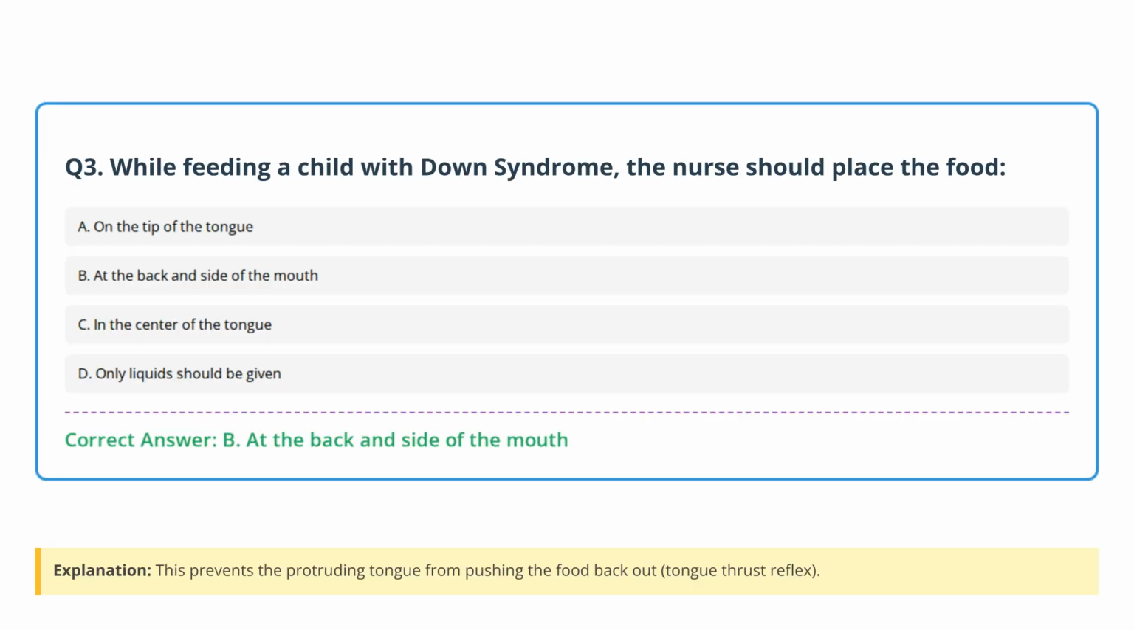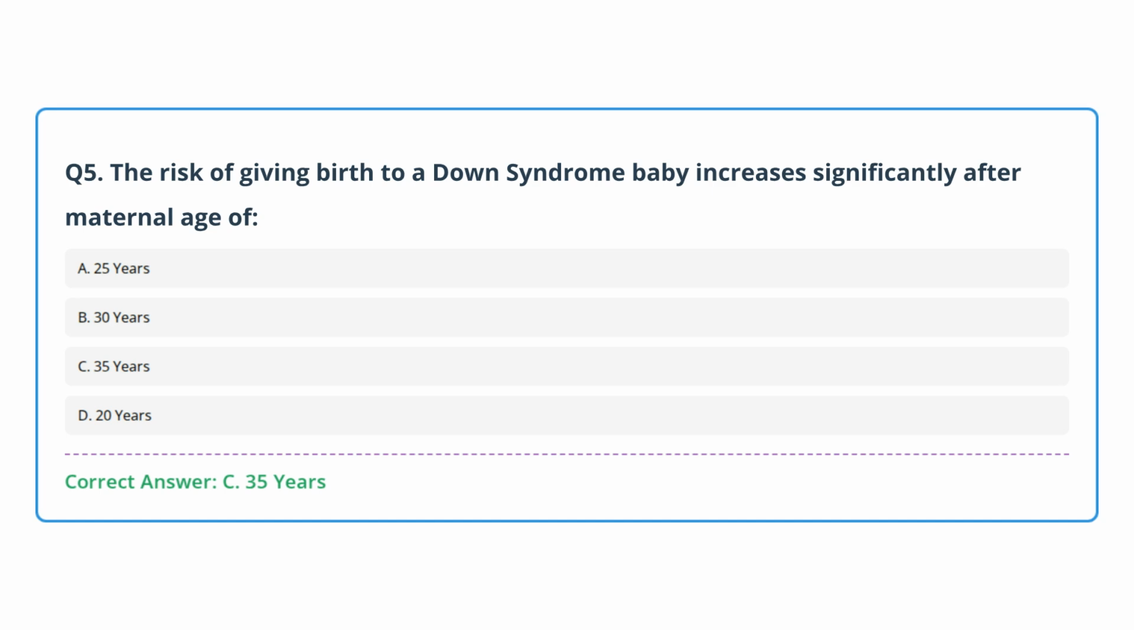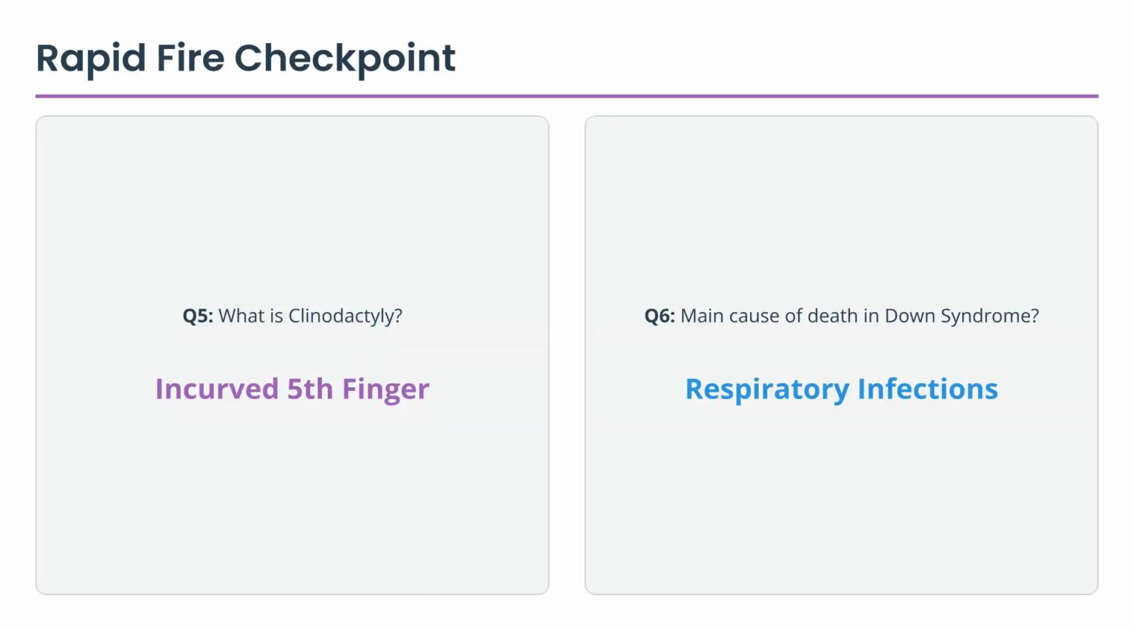When feeding, the nurse should place the food at the back and side of the mouth to counteract the protruding tongue. The simian crease, a single transverse palmar crease, is a characteristic feature of Down syndrome. The risk of giving birth to a Down syndrome baby increases significantly after the maternal age of 35 years. Clinodactyly is defined as an incurved 5th finger. The main cause of death in Down syndrome patients is respiratory infections.